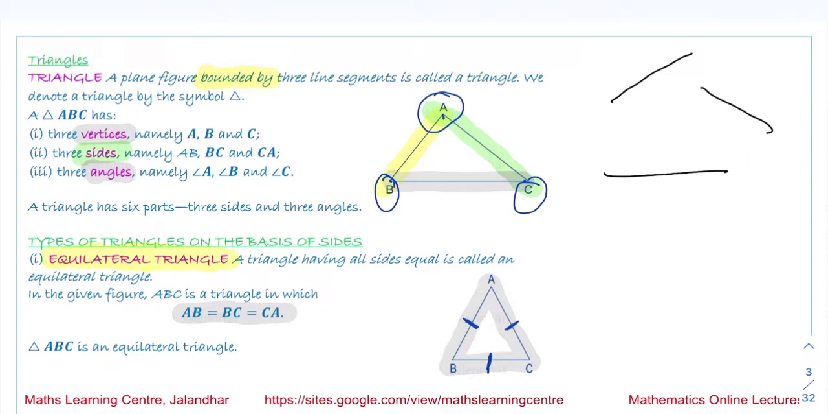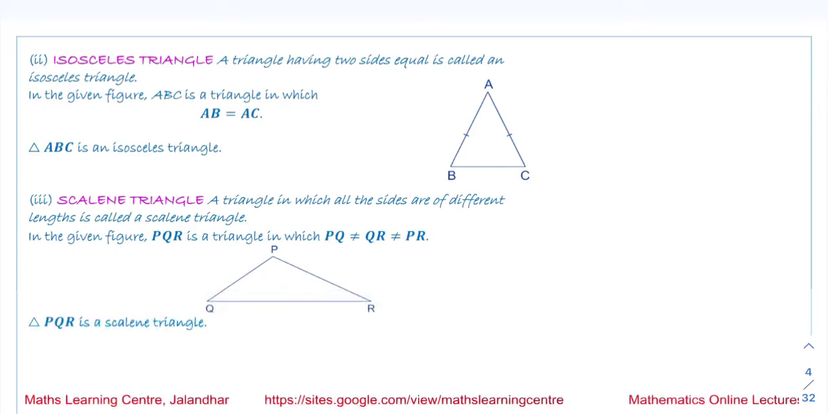Next is the isosceles triangle. An isosceles triangle is a triangle in which 2 sides are equal. Over here we have marked AC and AB as equal. It may be a triangle like this, where these 2 sides are equal, and this side is not equal to these 2. So a triangle in which 2 sides are equal is an isosceles triangle.